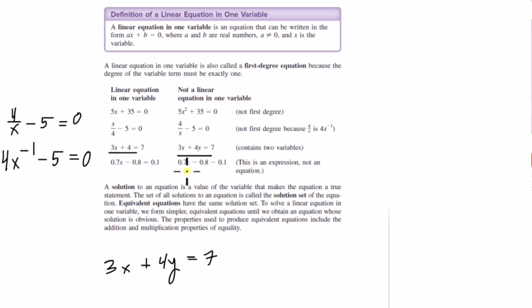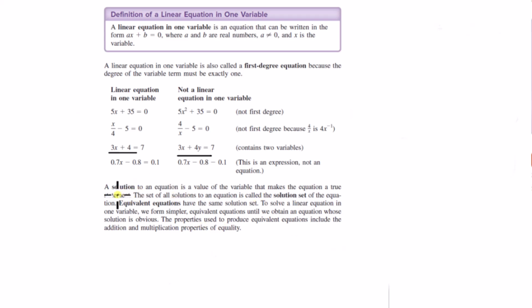What about this? Is this a linear equation in one variable? You might say, well, yeah, it is. I mean, look, x to the first, 0.7, 0.8, 0.1 are just numbers. Well, they're trying to trick you here because, no, it's not an equation. An equation has to have two sides to it. This is just an expression.